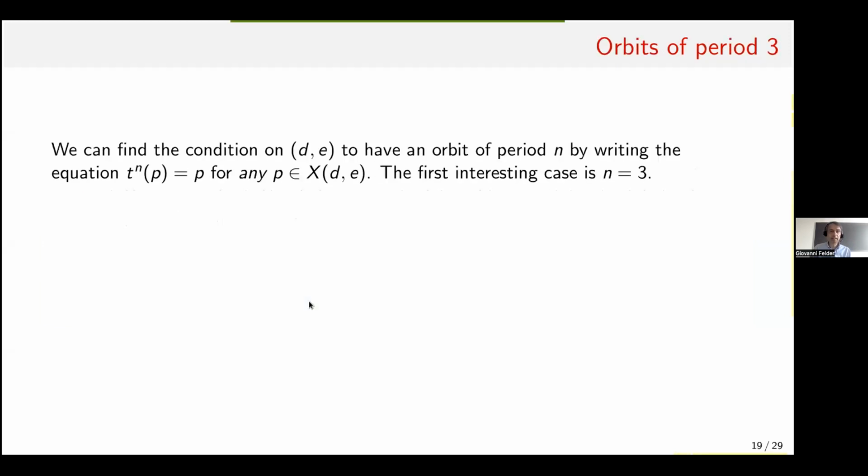Okay, and then we can write conditions for having a periodic orbit. So the question is, what is the analog of these Euler triangles in the case of the Boltzmann system? So what are the conditions on the values of the integrals of motion, D and E, to have a periodic orbit with period n? For instance, n equal to 3, the analog of Euler.